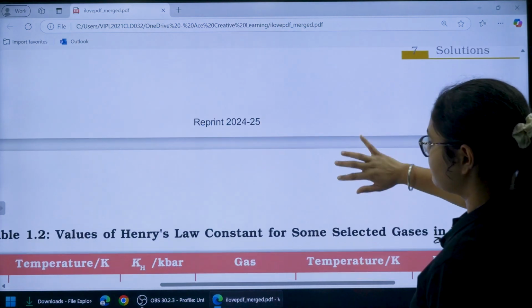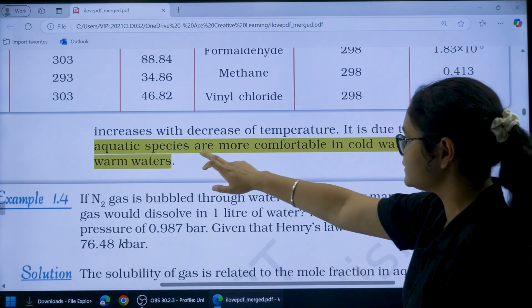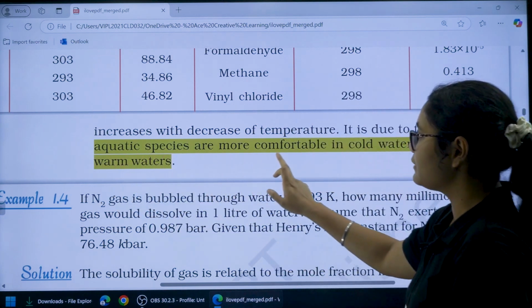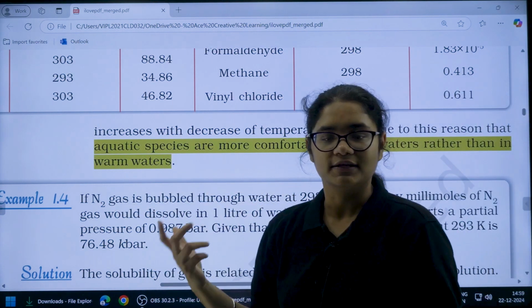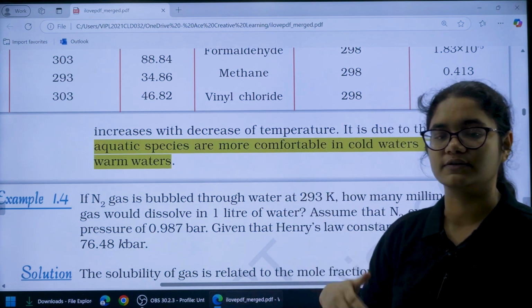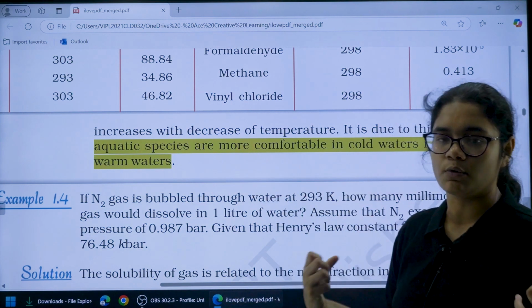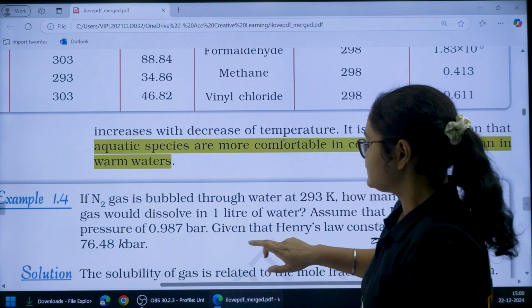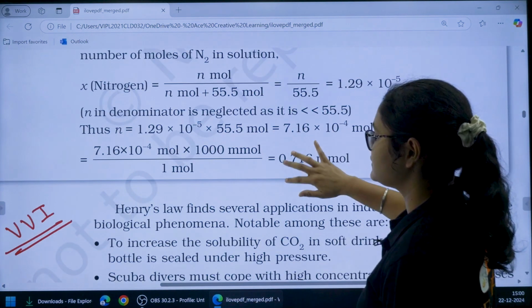Now if I go forward, here we have a reasoning question that can be asked: aquatic species are more comfortable in cold water rather than in warm water. So the answer here is that in cold water the solubility of gas is more, right? So oxygen is more dissolved in cold water. Next we will go to these examples you need to solve, very simple, direct questions.